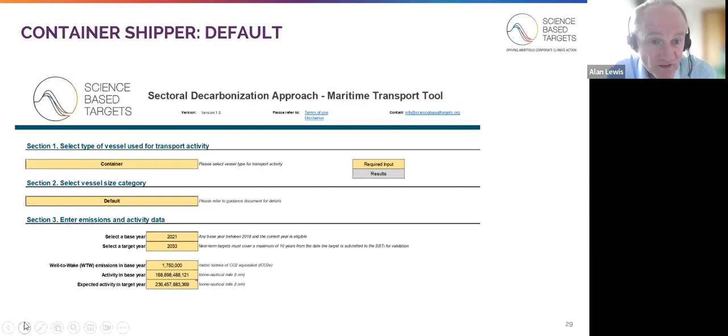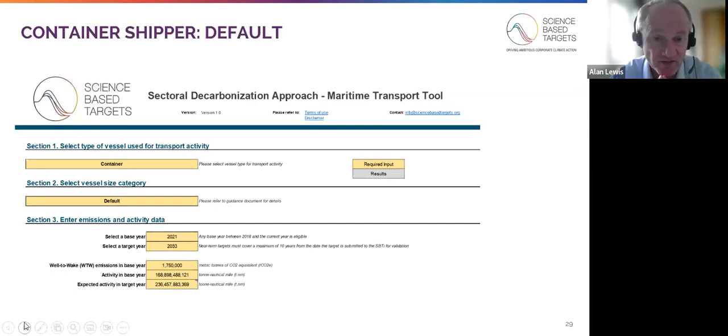So in this case, nominally we've entered 2021 as the latest year for which data is available, and a target year of 2033. The request then is for the full well-to-wake emissions that you've calculated in your base year, your anticipated transport activity in your base year, and then your expected transport activity in the target year. So in this case, you have the total of the metric tons of emissions in CO2 equivalent, so you've got a good starting point, and your activity, and this is built on a growth projection of 40% over 12 years.